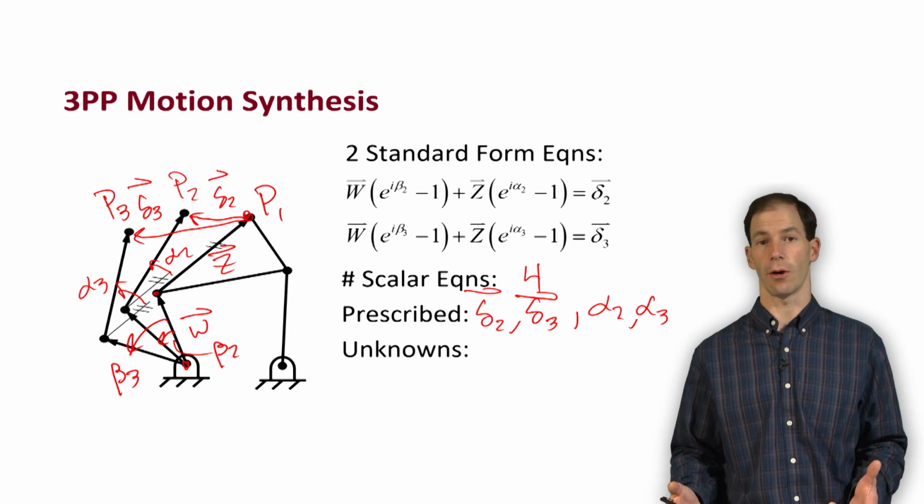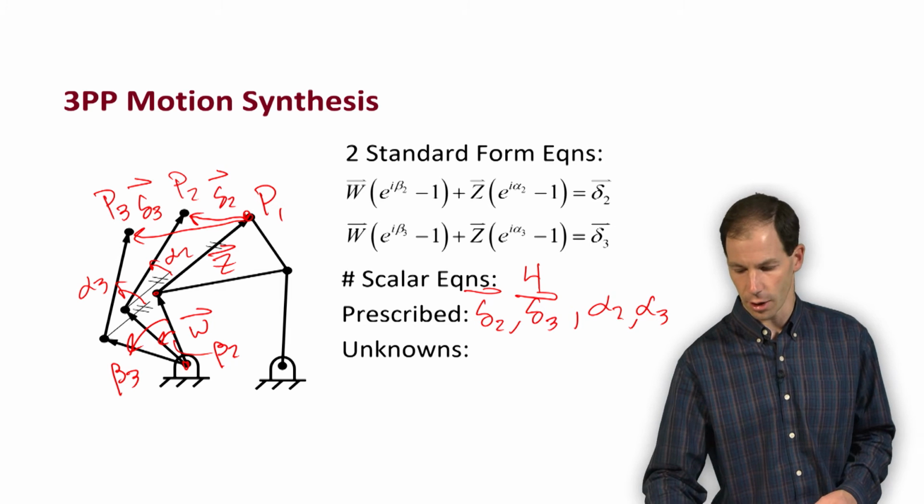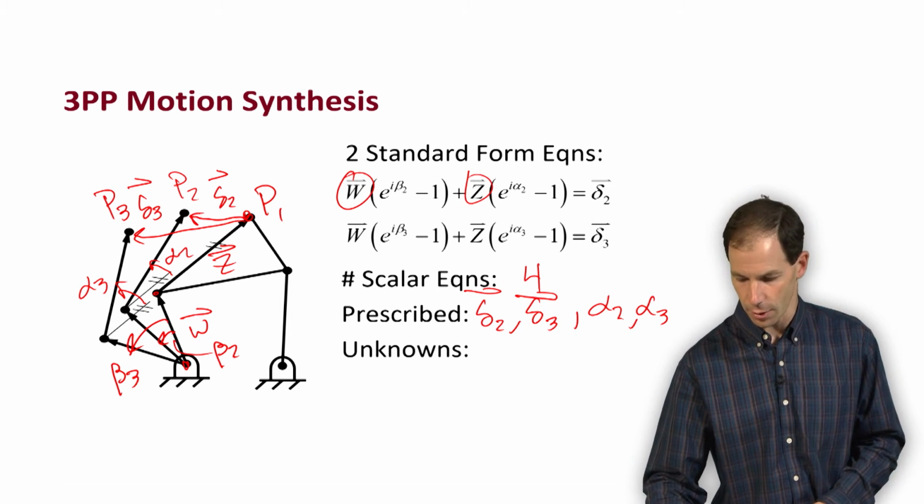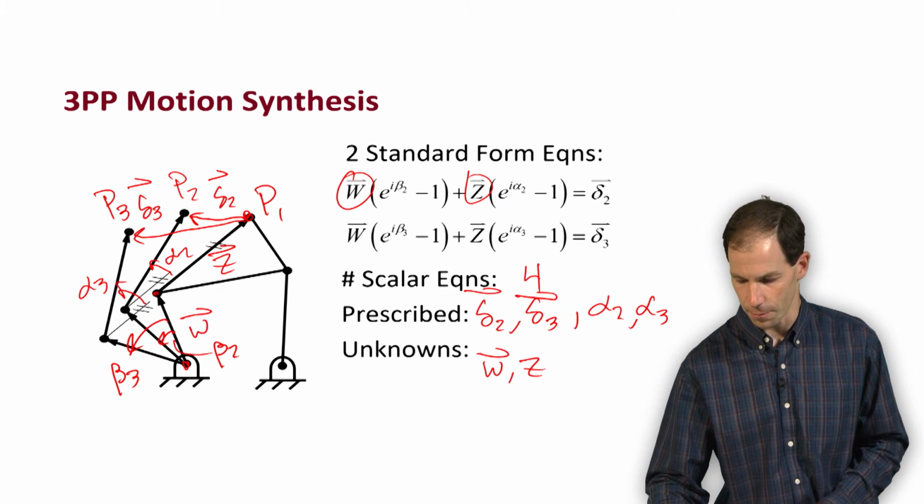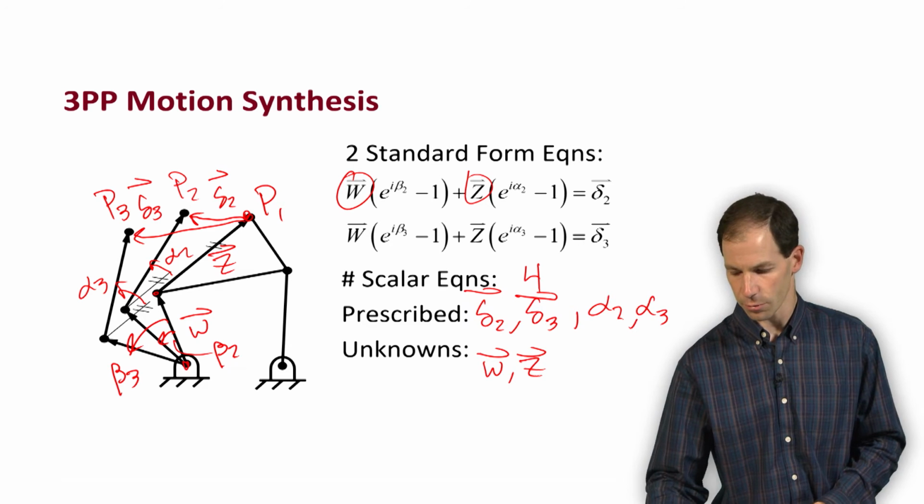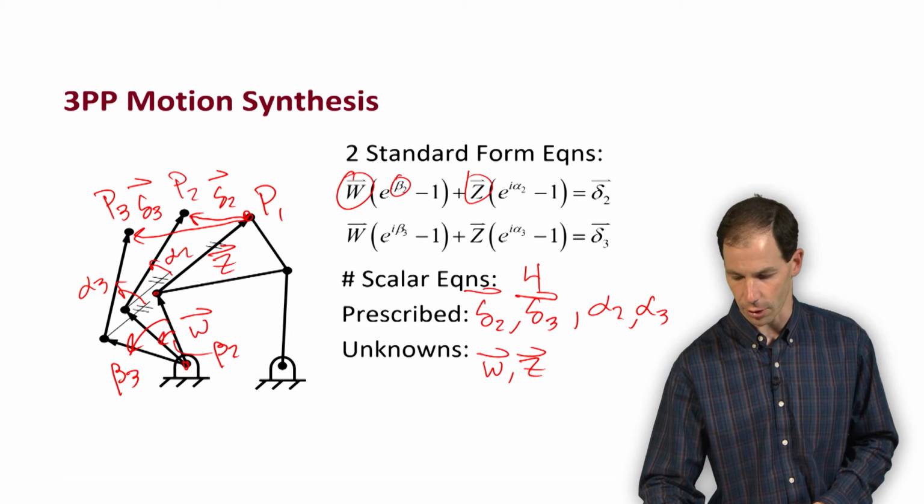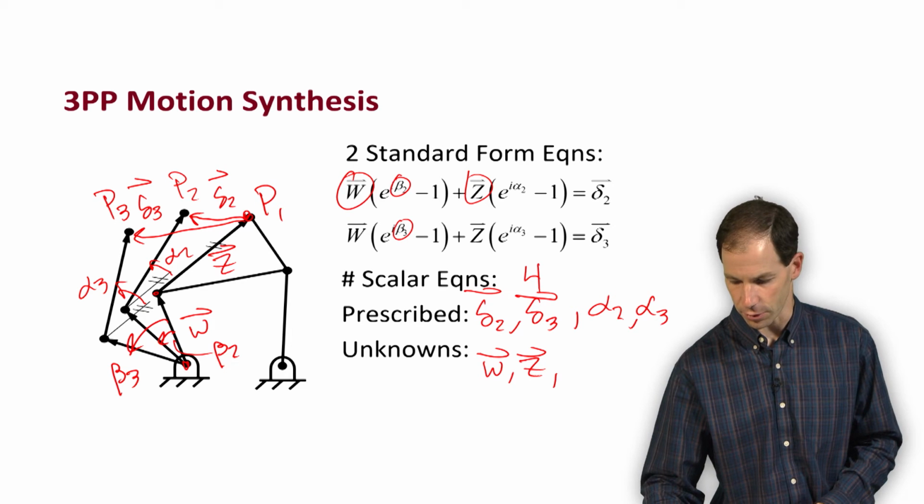Finally, how many unknowns do I have? Well, my unknowns are again the link lengths, the W and the Z. Each one of those has magnitude and angle, or x and y components. So I've got W and Z, as well as the rotations of the input link, the beta 2 and the beta 3 angles. So these guys are also unknowns. So I've got beta 2 and beta 3.